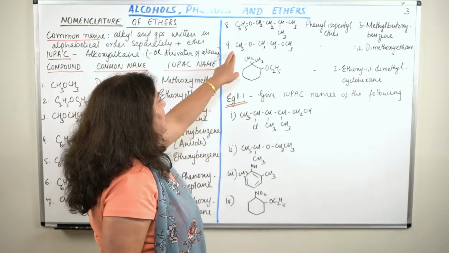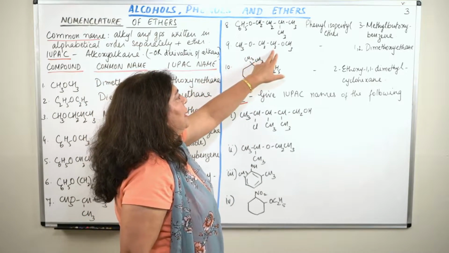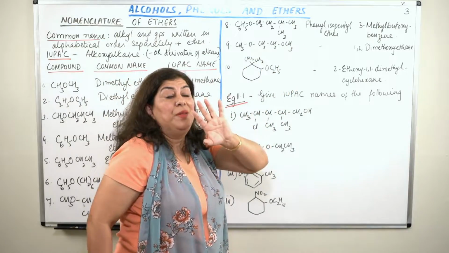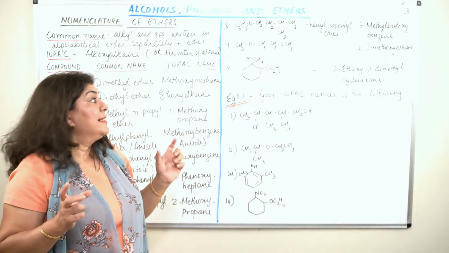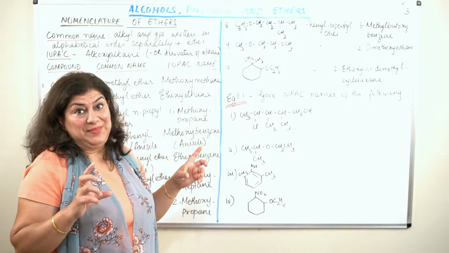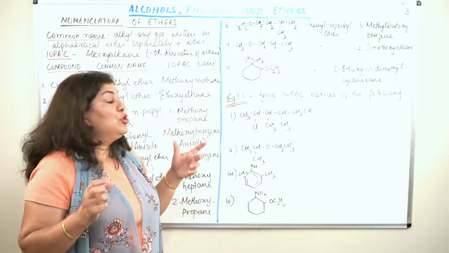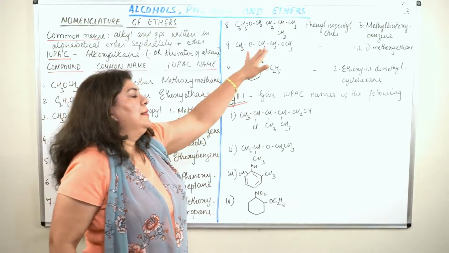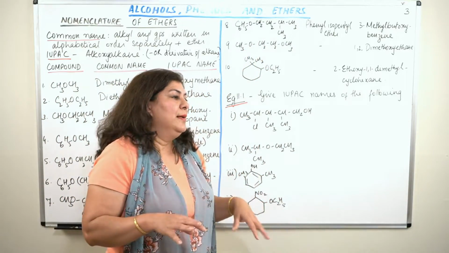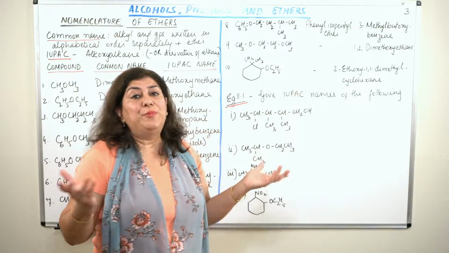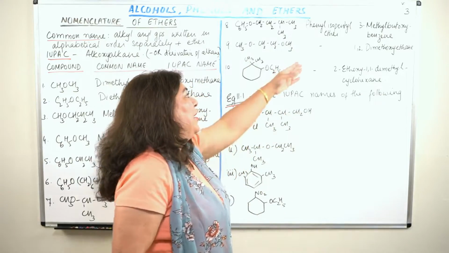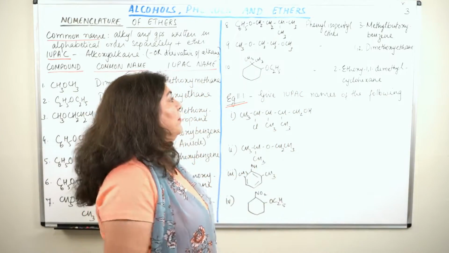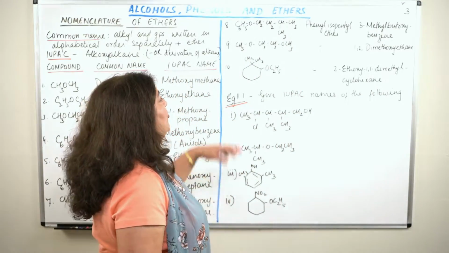Next compound, CH3O, CH2, CH2O, CH3. There are 2 alkoxy groups here. So it is a diether. If you really see, it has got 2 alkoxy groups. So when the compounds get a little more complex, common names might be missing because the confusion had already started here. So now for the next 2 compounds, there are no common names. We just go to the IUPAC nomenclature.